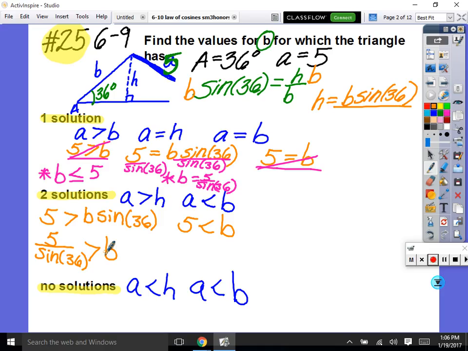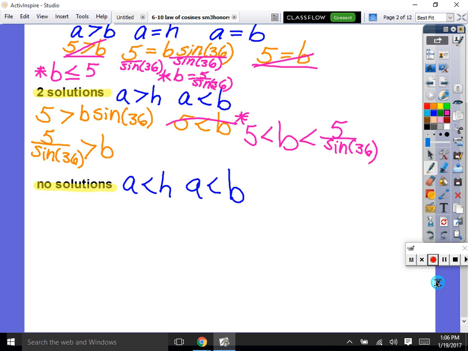So let's write our final answer in one kind of answer. Let's write this together and let's think very carefully how we rewrite this. If we read this way, won't that be B is greater than 5? So B is greater than 5, and B is less than that, right? That's when we have two solutions. So if B is greater than 5, but less than 5 over sine of 36, then we get two solutions. So that was our answer for two. Kind of hard.